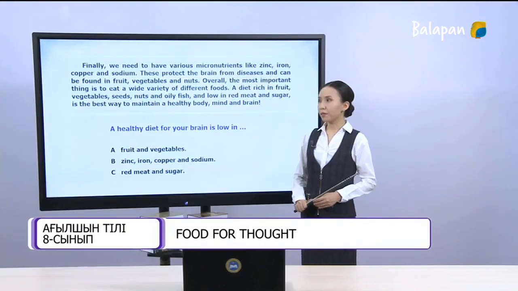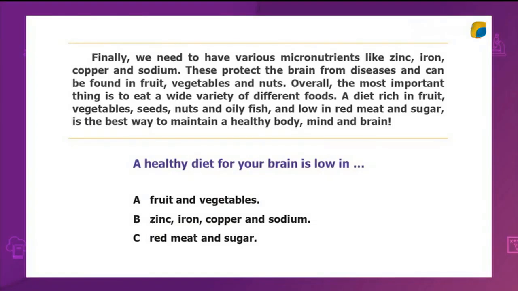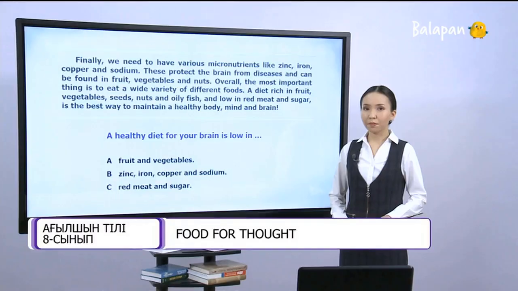The last part of the text. Finally, we need to have various micronutrients like zinc, iron, copper, and sodium. This protects the brain from diseases and can be found in fruit, vegetables, and nuts. Overall, the most important thing is to eat a wide variety of different foods. A diet rich in fruit, vegetables, seeds, nuts, and oily fish, and low in red meat and sugar is the best way to maintain a healthy body, mind, and brain.